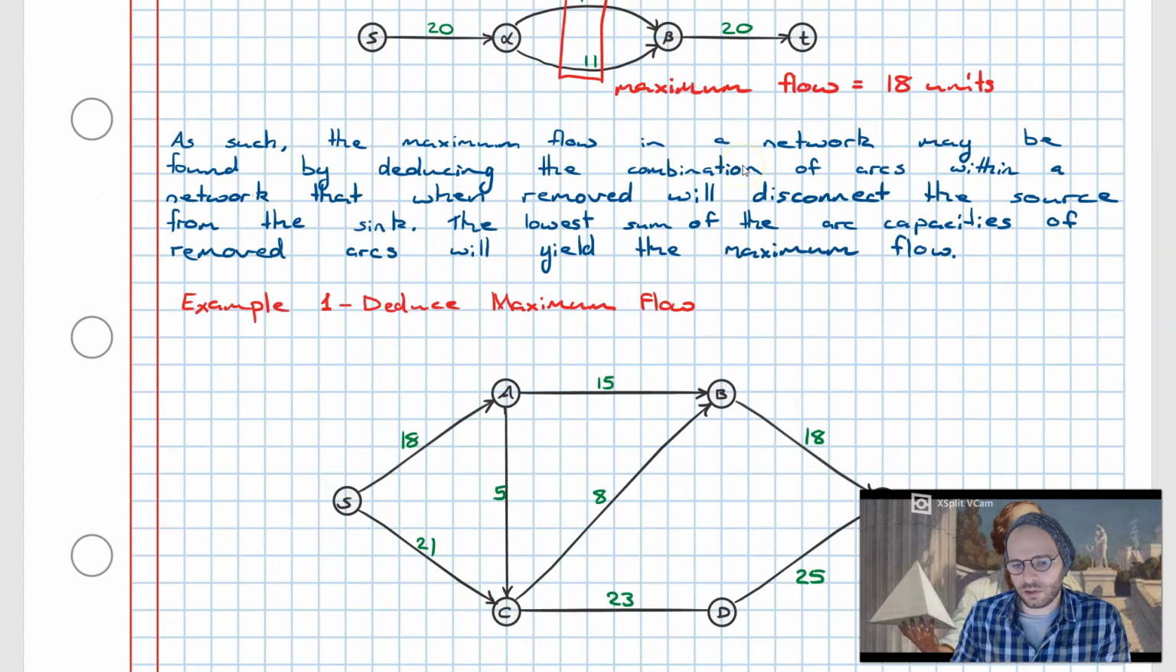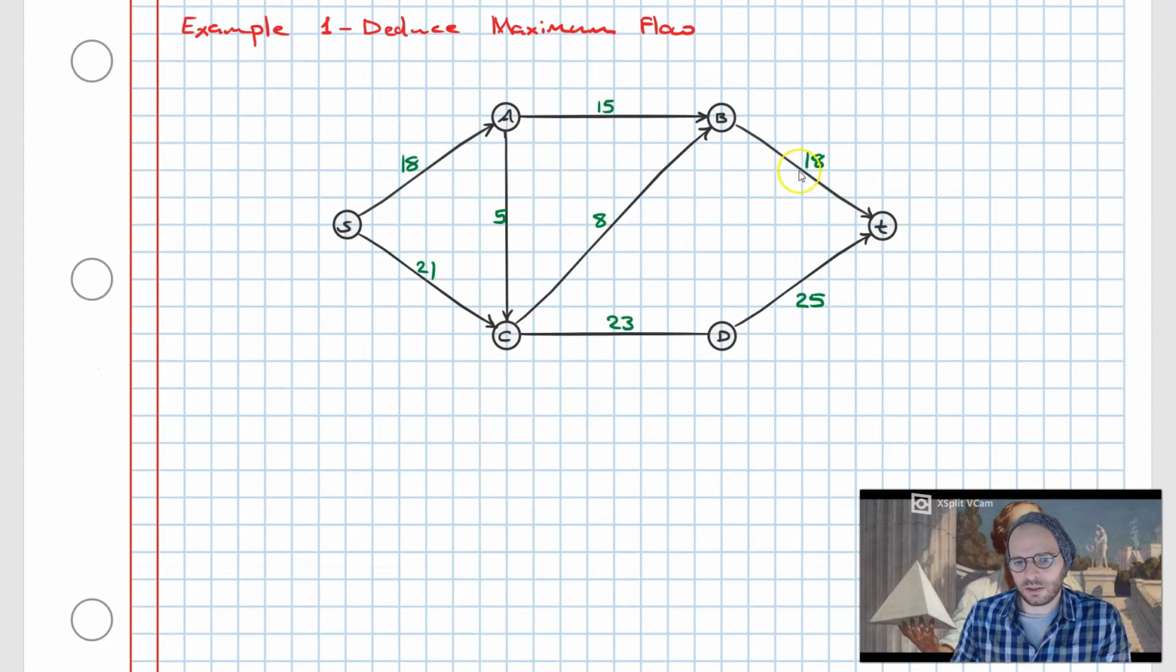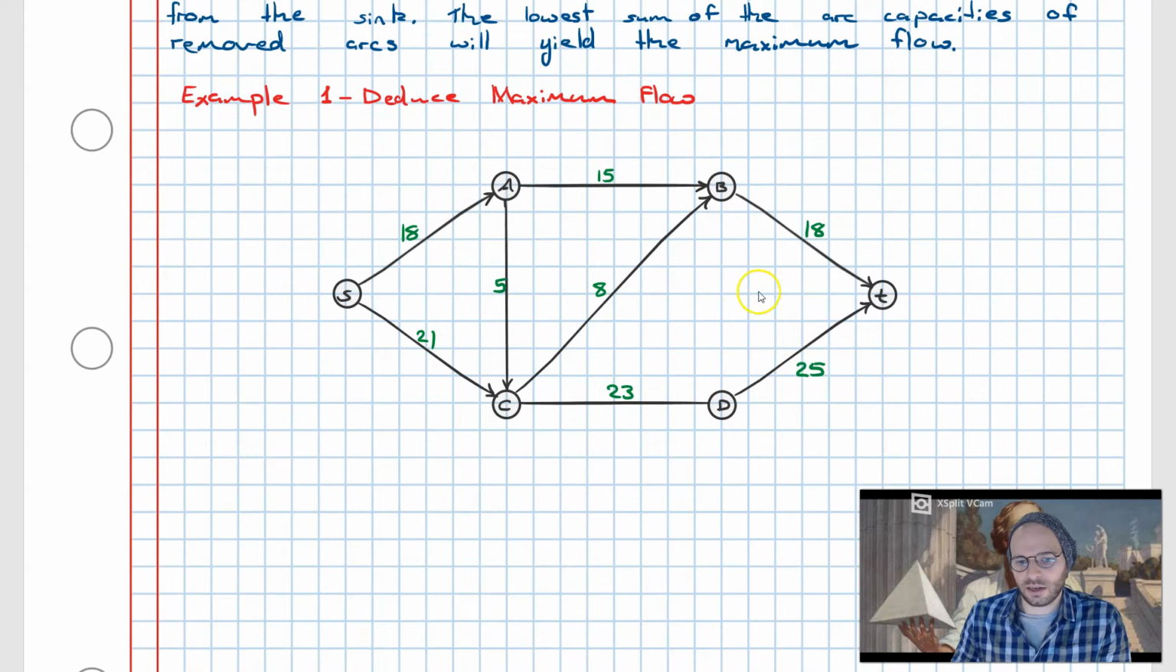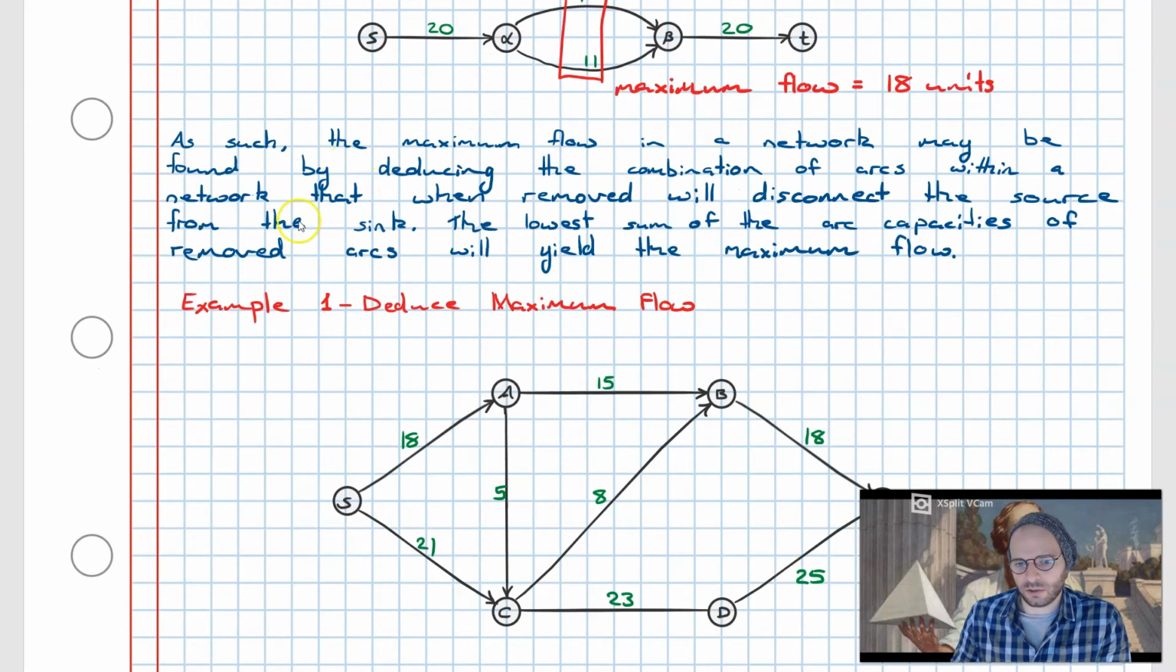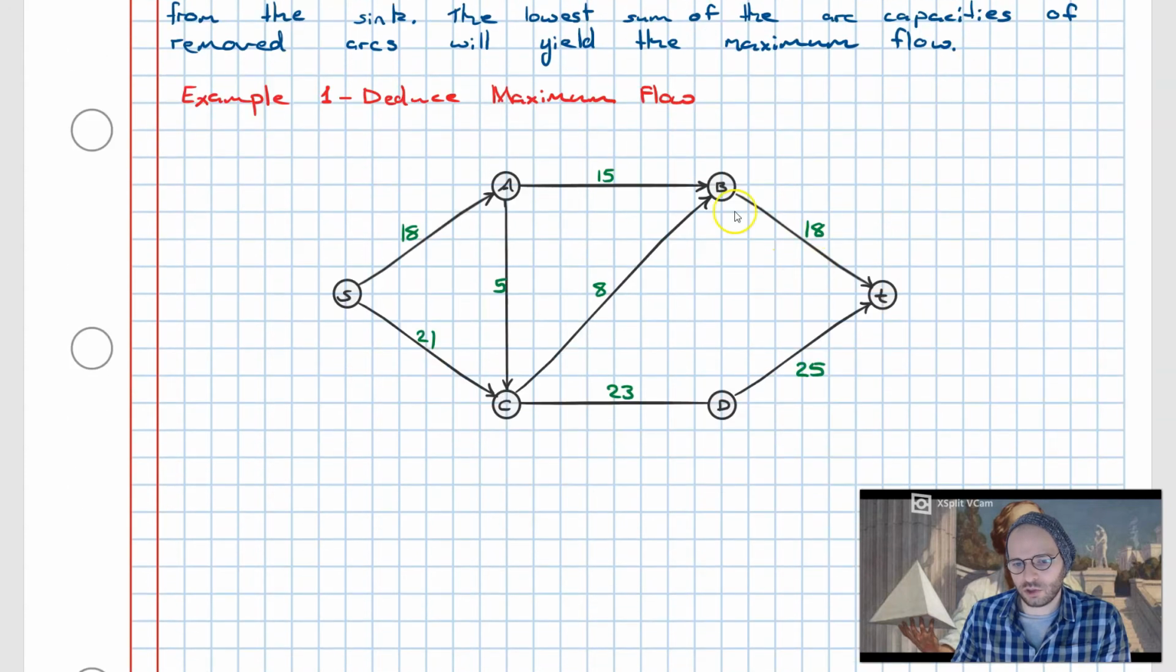Okay, so let's have a look at a non-trivial example. Down here we've got another network. It's composed of 6 nodes and 8 different arcs. What we're going to do is we're going to use the algorithm shown up here, or the theorem shown up here, to be able to deduce the maximum flow within this network.